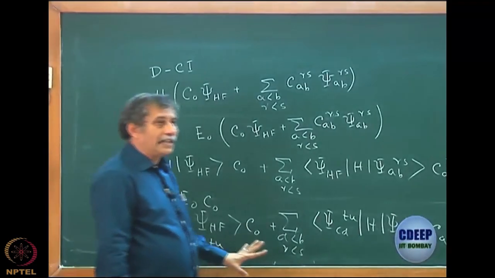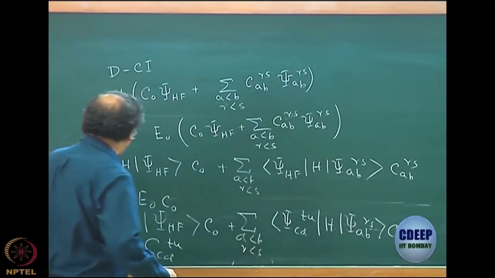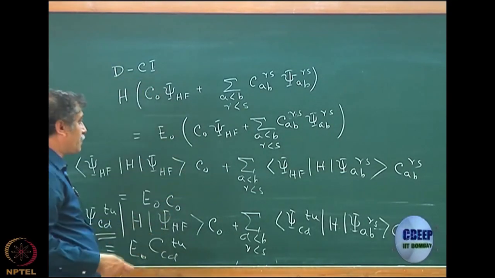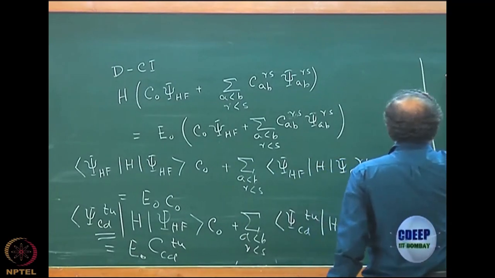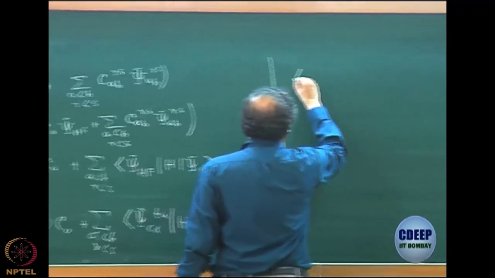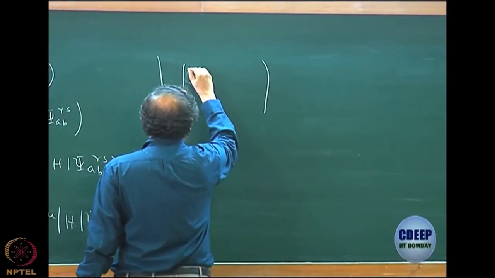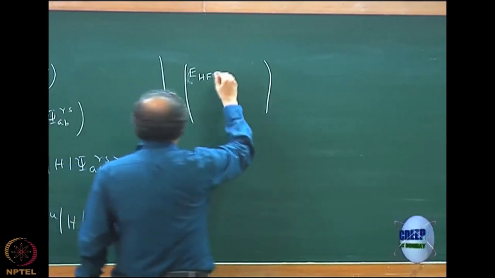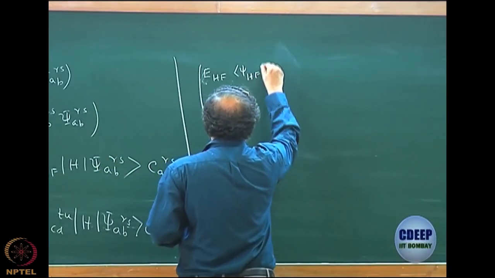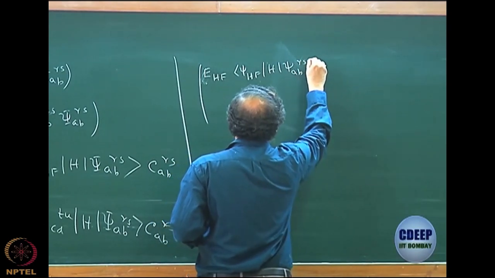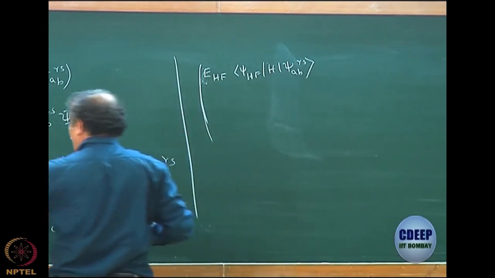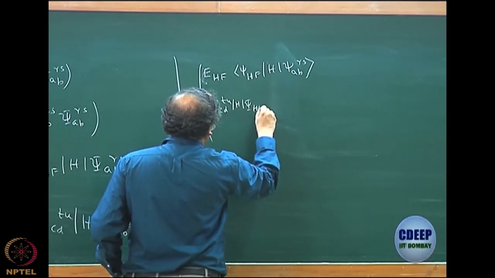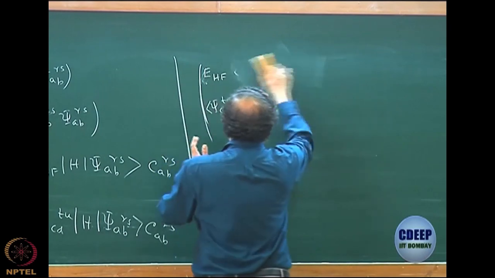That is all. The right hand side is very simple, and that is the reason we call this a matrix eigenvalue equation. So this is H times C equal to E times C, one of the C's. You have actually the set of equations. So if I write this as a matrix problem, then you have the first part. So this is a matrix of H where the first part is E Hartree-Fock, because this is nothing but E Hartree-Fock, please remember. And then you have a set of numbers which are psi Hartree-Fock H psi ABRS, and then on the column side you have again psi CDTU H psi Hartree-Fock, and then you have, maybe I push it a little bit further so that it looks nicer.